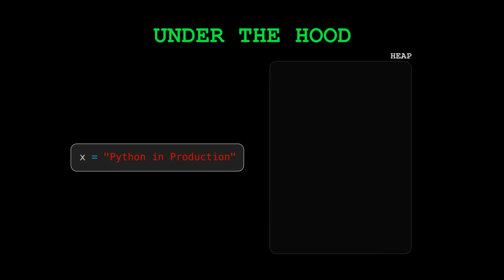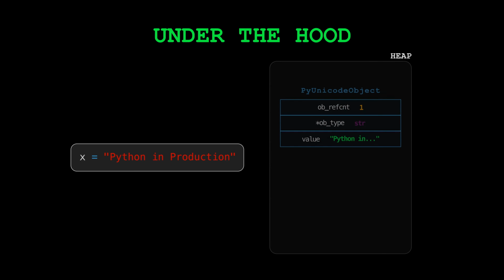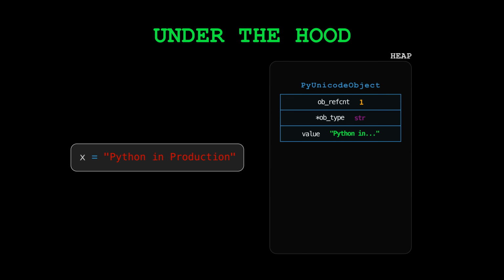In the no type hint scenario, when you write x equals "Python in production", Python allocates a PyUnicodeObject on the heap to hold the string, and the name x gets mapped to that object. How that mapping works depends on scope, and is beyond the scope of this lesson. What matters here is that the type information lives inside the object itself, not attached to the name x. This is what makes Python dynamically typed at its core.